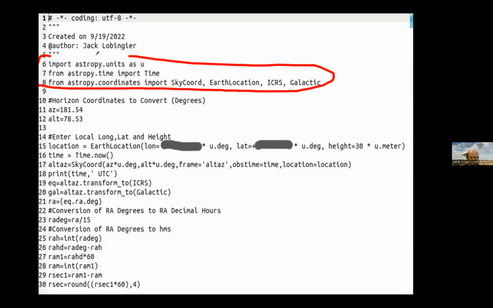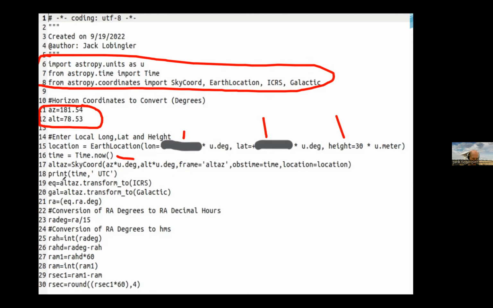You would load these packages. You would also have to enter the horizon coordinates, that is the altitude and azimuth, and in this case they're manually entered, but in a real system you would be getting those from the encoders on the mount. The computer program would then process that, also having to enter your specific longitude and latitude along with your height above sea level, and the current time.